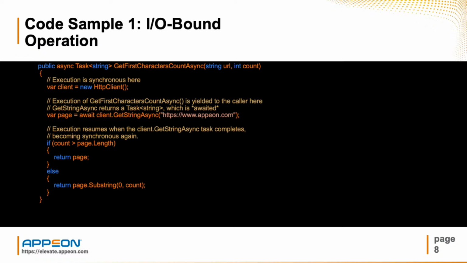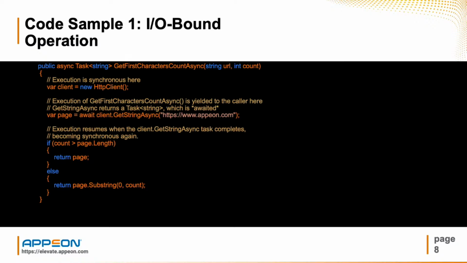Next, we will find the name of the method, GetFirstCharactersCountAsync, along with two parameters, a string for the URL and an integer for the count. Then we will create a new HTTP client object, somewhat similar to PowerBuilder's HTTP client.